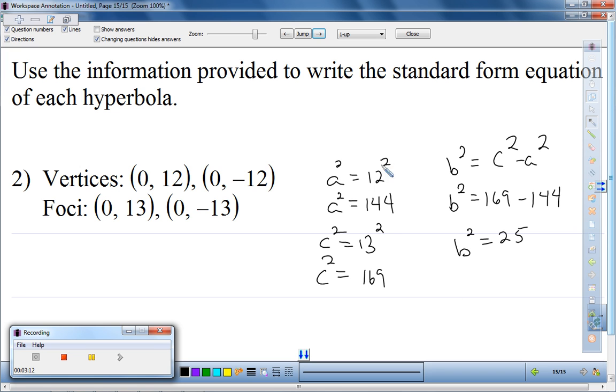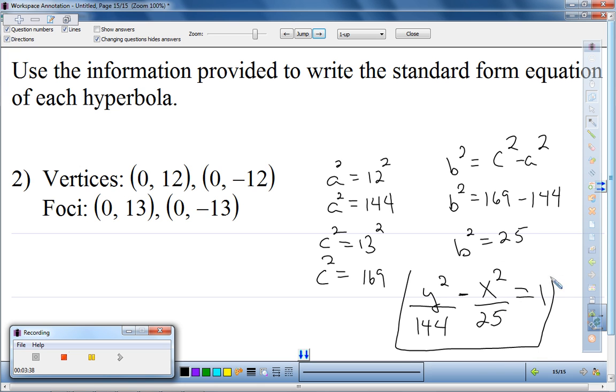Okay, now we have all the information that we need. We just need to know where to plug it in. If you'll notice here, the 12 is in the y location, so what we'll have for this one is y squared minus x squared is equal to 1. We'll put the 144, which is our a value, and it always comes first. A always comes first. And then b, which is 25. And so that is the equation of our hyperbola.